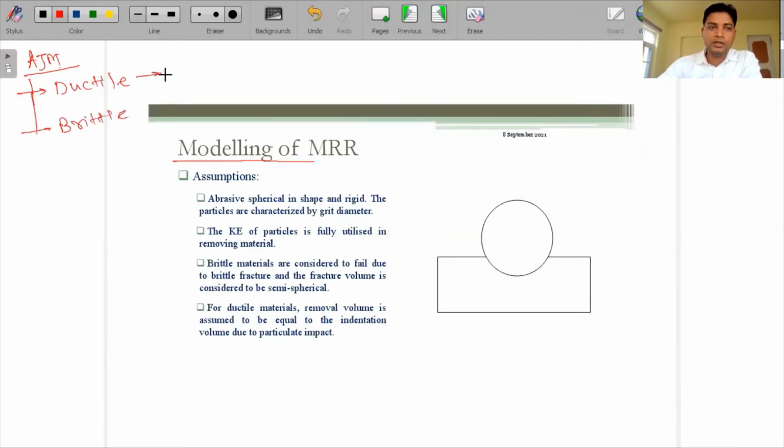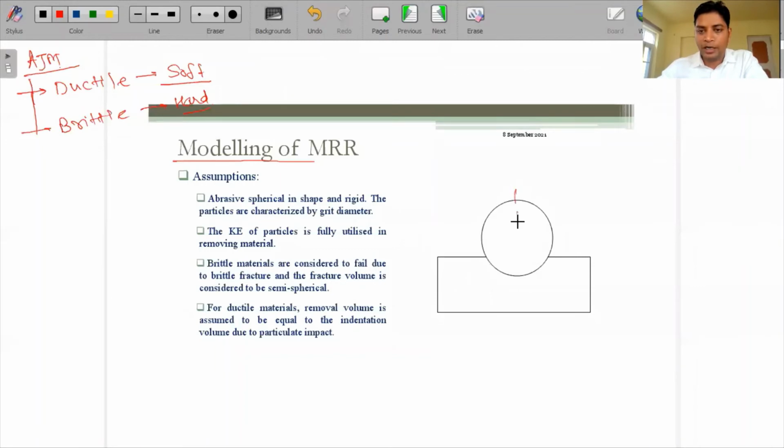Ductile material is softer in nature, which is soft, and brittle material is hard. So let's discuss first with the brittle material.